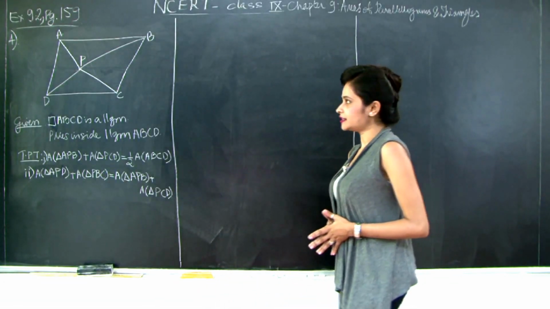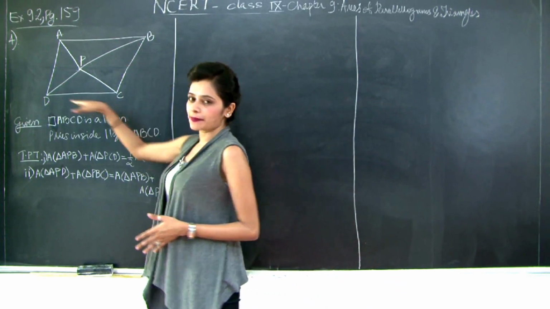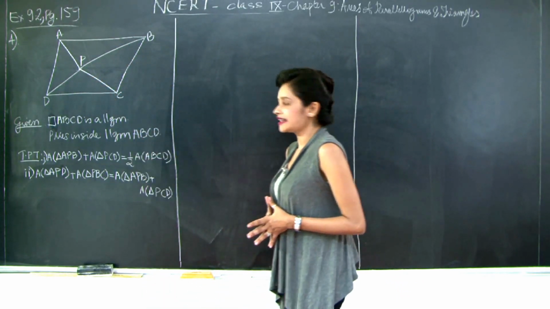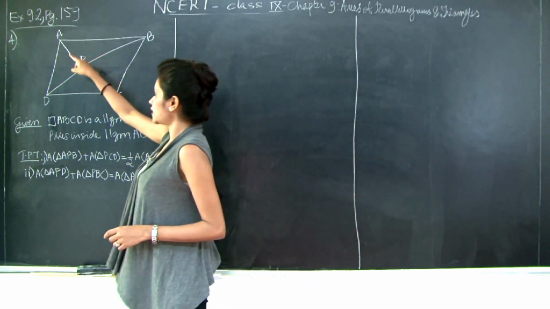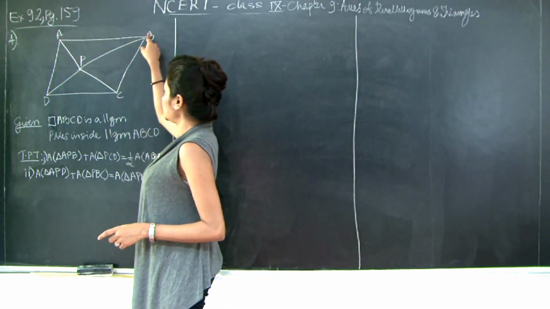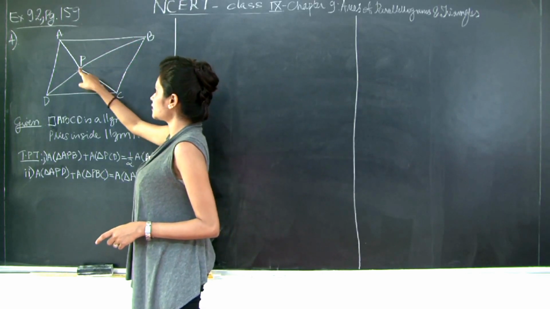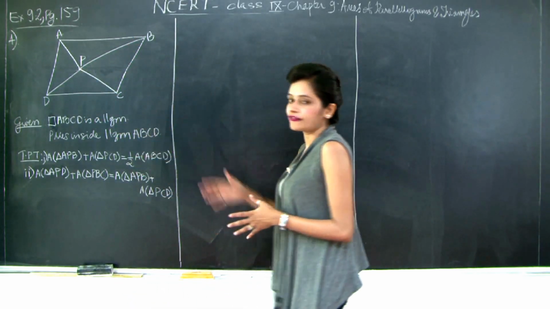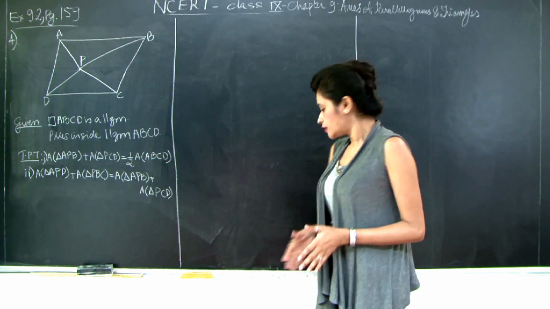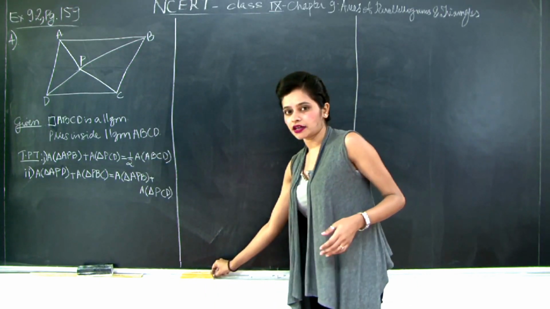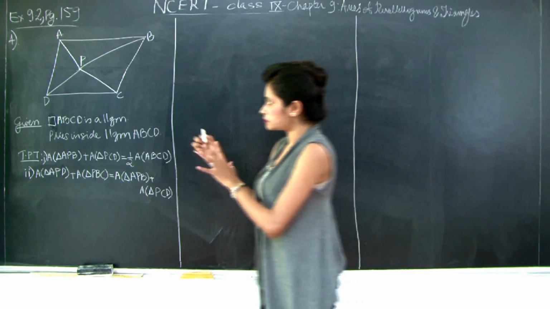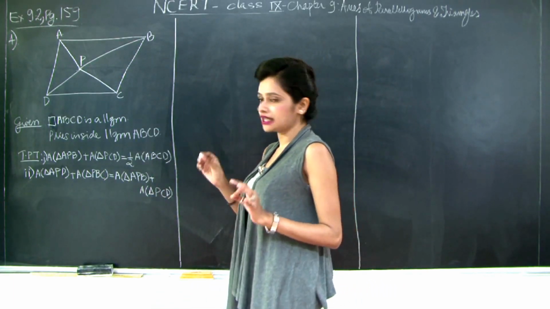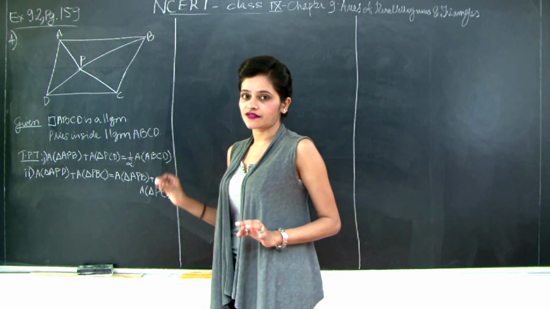The fourth question is: given that ABCD is a parallelogram and P is a point that lies in the interior of this parallelogram, I need to prove that the area of triangle APB plus the area of triangle PCD is equal to half the area of my parallelogram ABCD. So this is a very simple sum, but you need to know what exactly needs to be done in order to prove this. Once you get the hint, then solving this question is very simple.